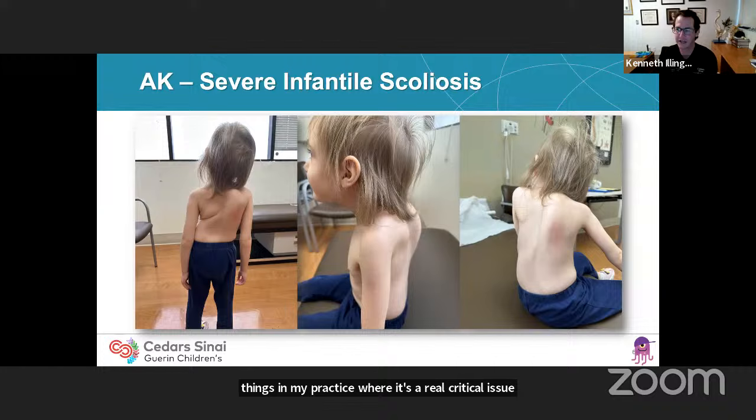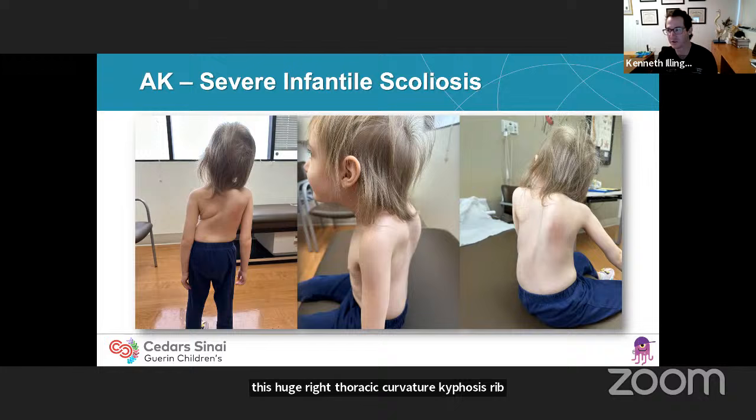Here you can get an idea of what some of these early onset scoliosis kids can look like. So she's got this huge right thoracic curvature, kyphosis, rib prominence. Oh, not to mention she weighs 10 kilos, super small, not a huge soft tissue envelope, right?